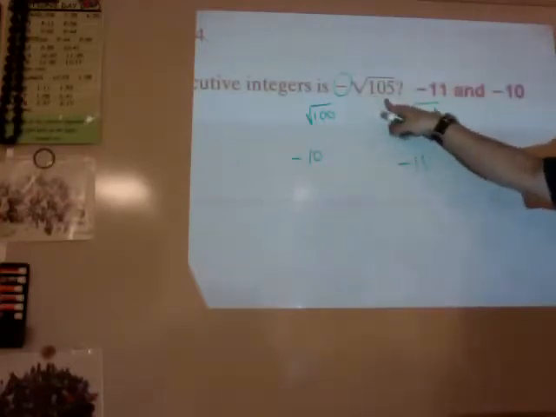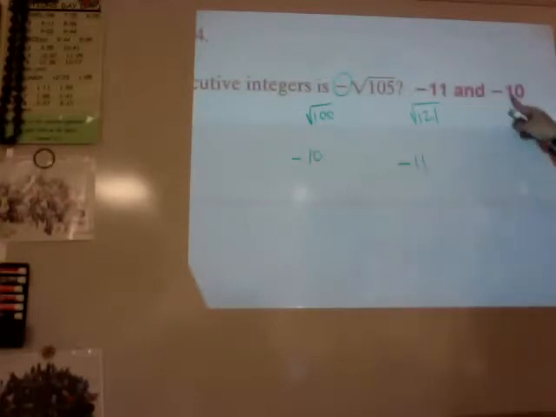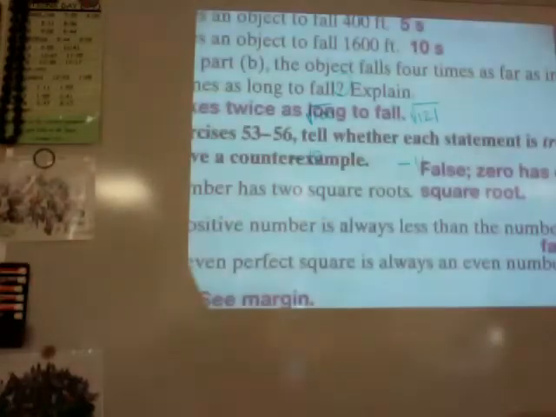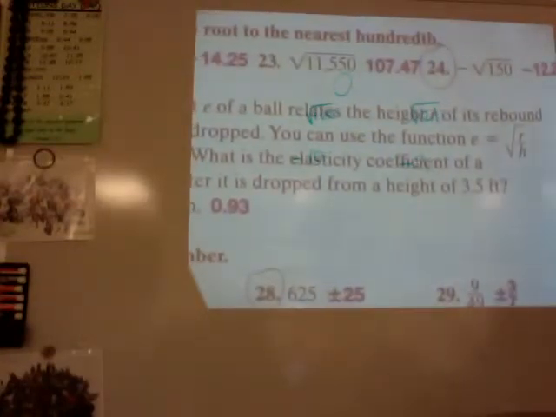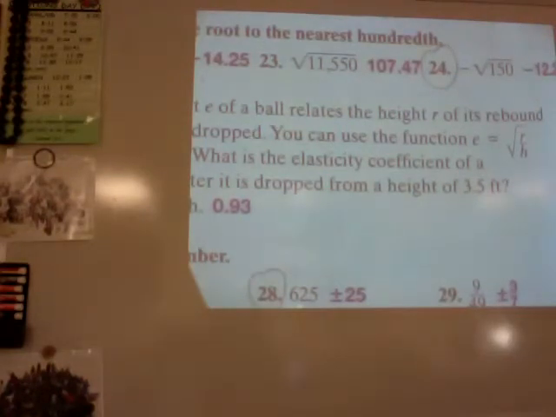So negative radical 105 is between negative 10 and negative 11. And you can see they have the answer here. Okay, so that's how they do those. And that was learning target number 3. Learning target number 4 is using real world problem solving, so giving you a formula and figuring out how to use it.